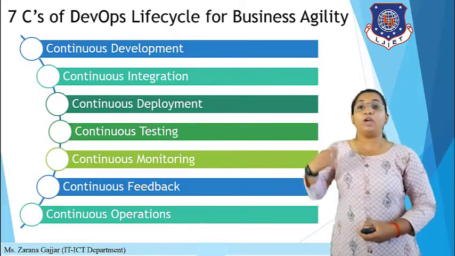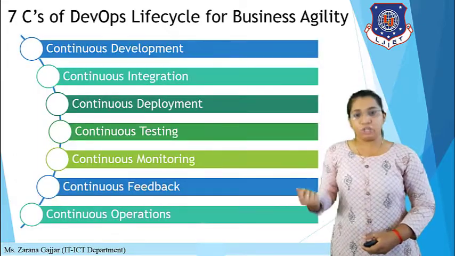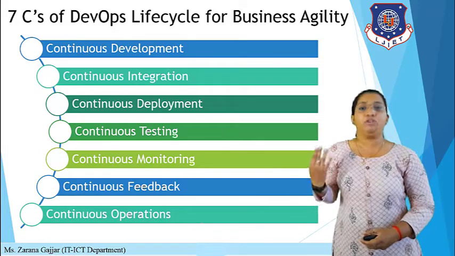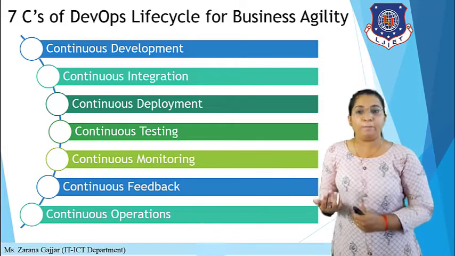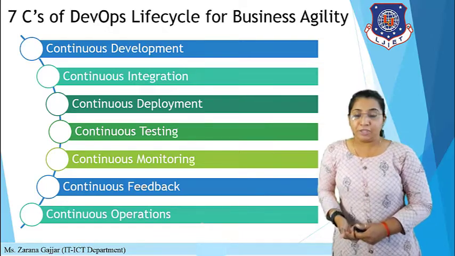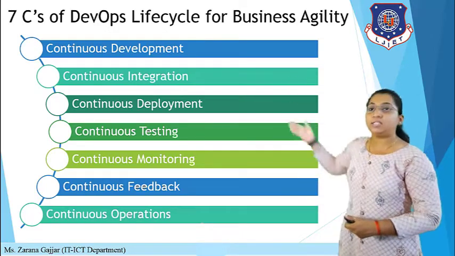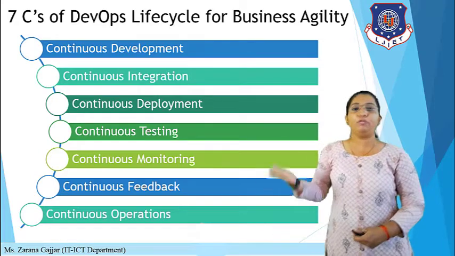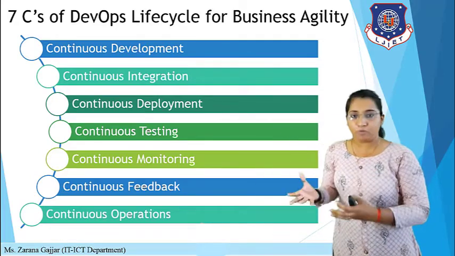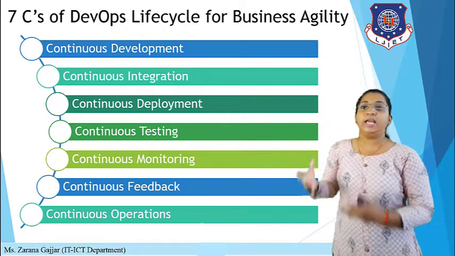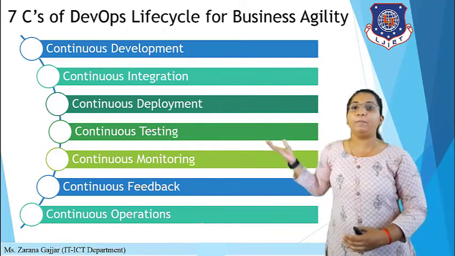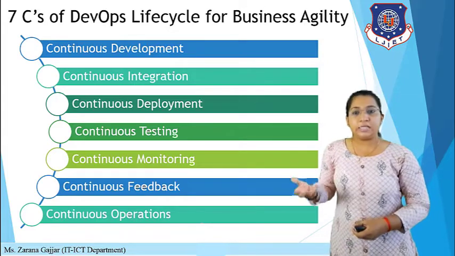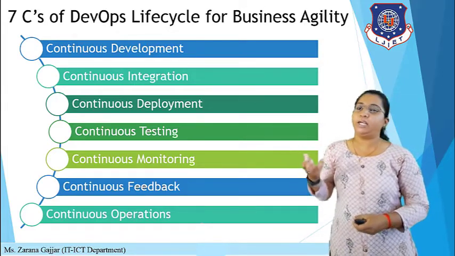7C stands for continuous development, continuous integration, continuous deployment, continuous testing, continuous monitoring, continuous feedback, and continuous operation. These are the 7C of the DevOps lifecycle for business agility. If you are adopting DevOps for your business purpose, then these 7C play a vital role in the lifecycle. So let's discuss each and every component briefly.